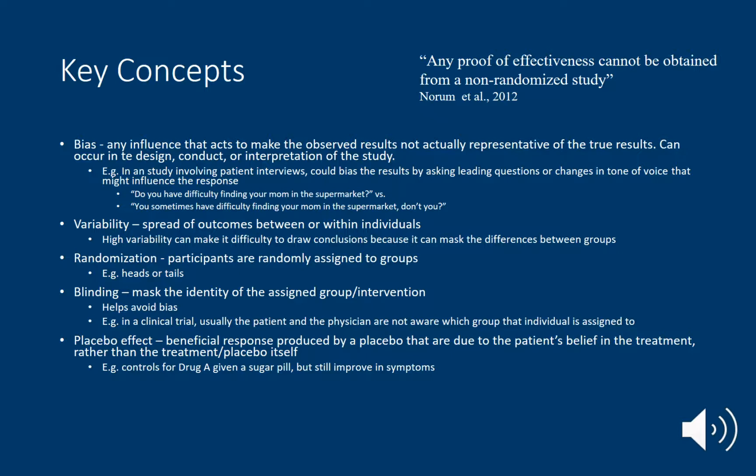And then finally, there's a placebo effect, and it's important to control for this because it can have pretty impactful changes on someone's interpretation of the outcomes. So the placebo effect is essentially that, let's say a control for a drug trial was given a sugar pill, but they still improve in symptoms simply because they were given some sort of an intervention. In this case, it was just a sugar pill, but they still got better.